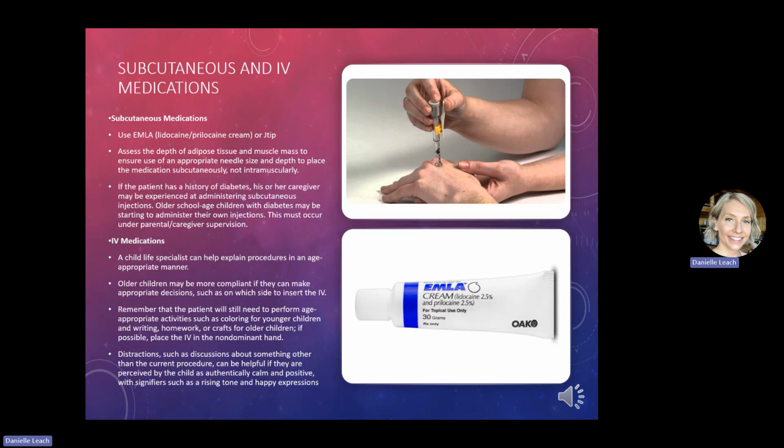To apply it, you basically want to sort of glob it on the area and not rub it in. So you can cover up the cream with a dressing, like a Tegaderm dressing, so that the child doesn't mess with it. But you don't want to rub it into the skin, just glob it right on. Then once you're ready to do your injection, you can just wipe it off and then clean the area as you normally would.